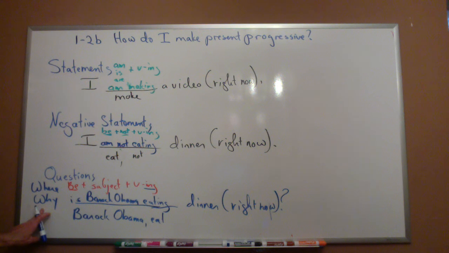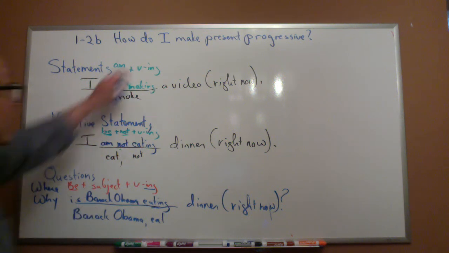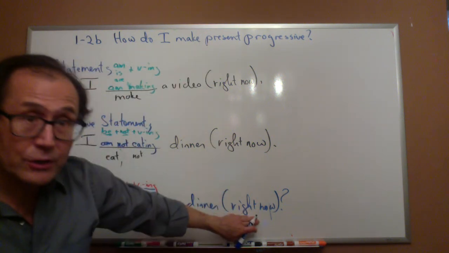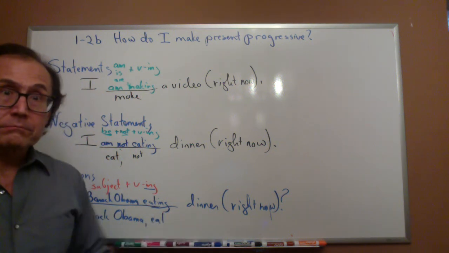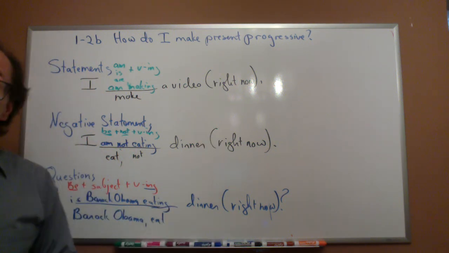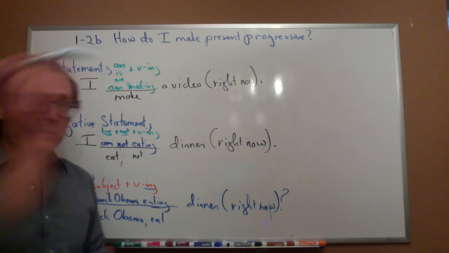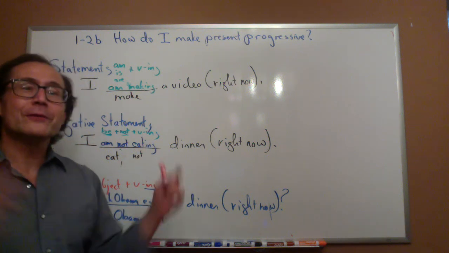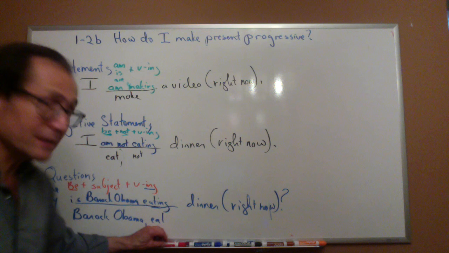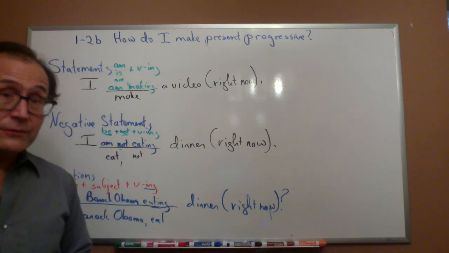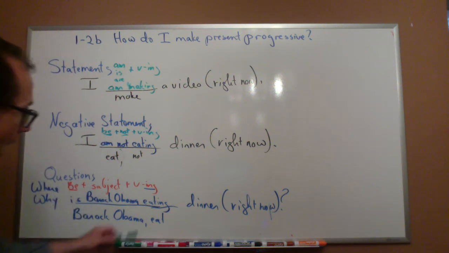I can't say when, because present progressive shows right now. So an English speaker won't ask when is Barack Obama eating dinner if they're talking about right now. There is another use where I could say that, but we're going to talk about that later. If I mean right now, I can't say when, because present progressive means right now.